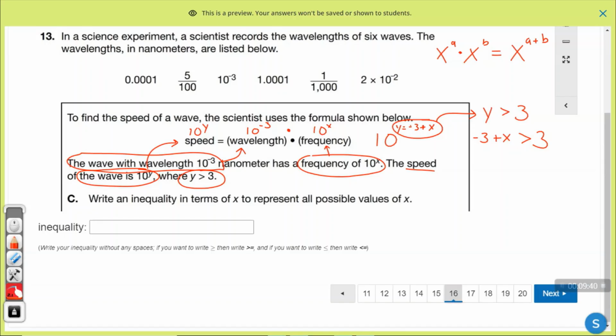And to get more specific on the possible values of x, I would actually solve this adding 3 to both sides, realizing that x could be greater than 6. X can be any value that is greater than, not equal to, but greater than 6. And I could write that inequality down here. X is greater than 6. That would give me all the possible values of x that would make this statement true, where y is greater than 3.